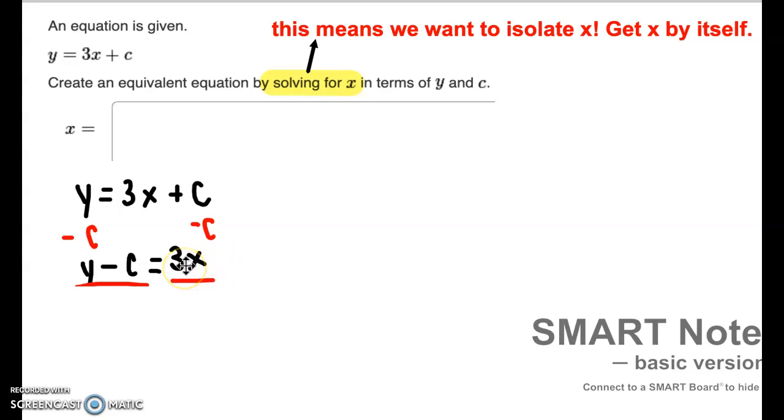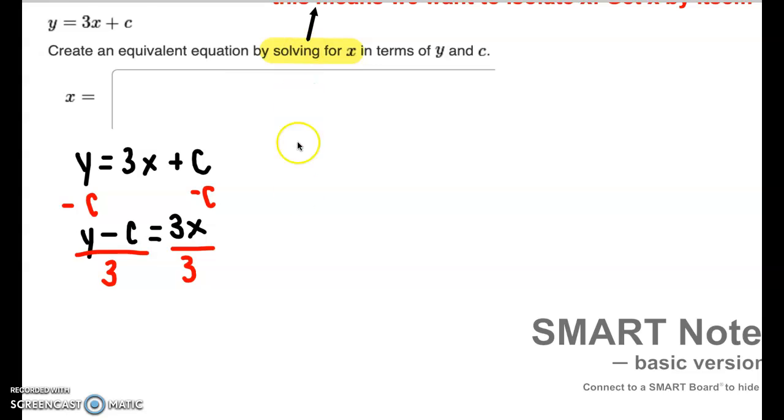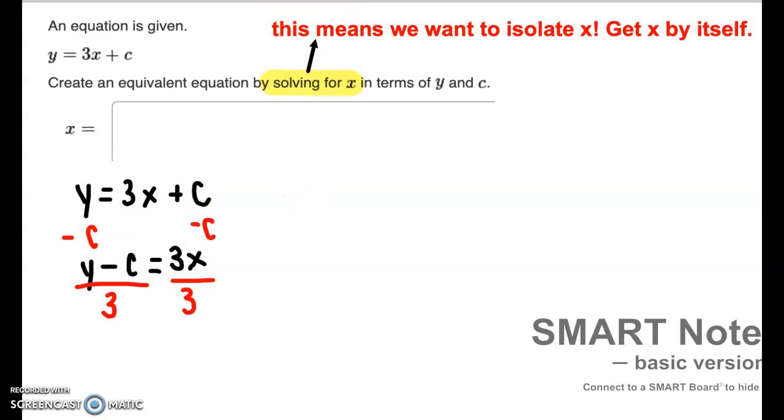Now remember, we want to get x by itself, so we're almost there. 3x, that's 3 times x. So to undo multiplying x by 3, we're going to divide both sides of this equation by 3. The whole reason we do that is to create this big giant 1 over here. 3 divided by 3 is just 1, so we've made a big 1. And now we have x by itself. So on the left-hand side, we're just going to keep this as y minus c divided by 3 is equal to x. And now we've created an equivalent equation.